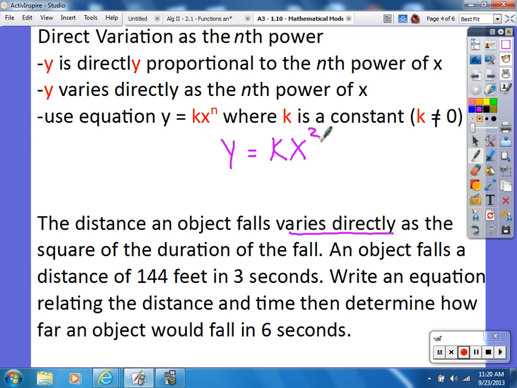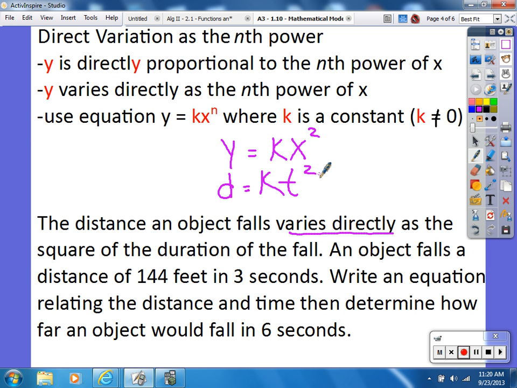But now let's change it so it uses letters from the problem. The distance an object falls. So instead of y, I'm going to use the letter d. K is always k. It's a constant. It has to be a k. As the square of the duration of the fall. When you think duration, what do you think? Time, right? So we'll use t. D equals k t squared.